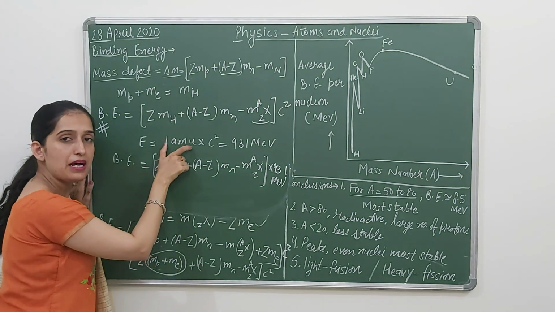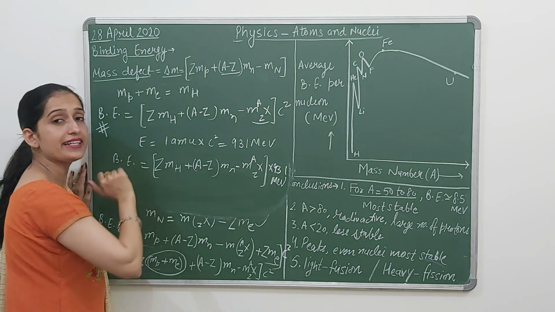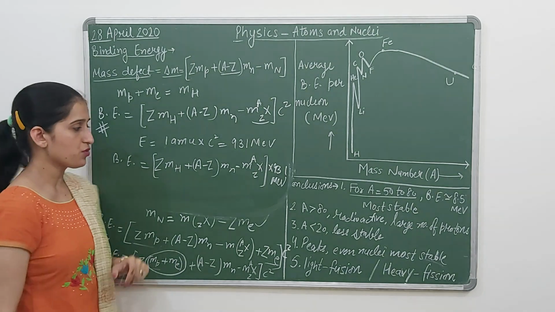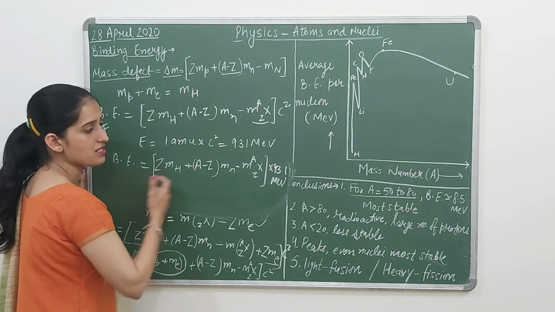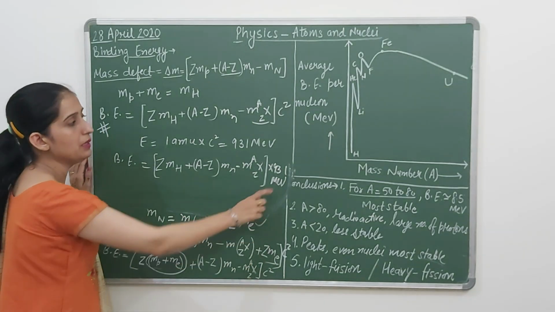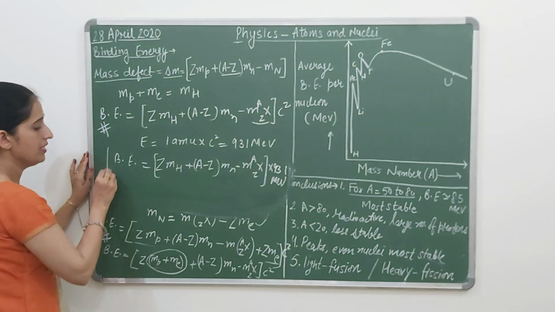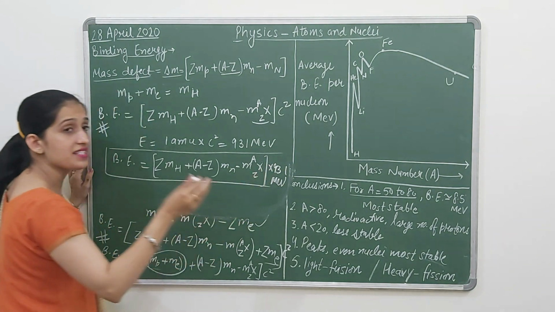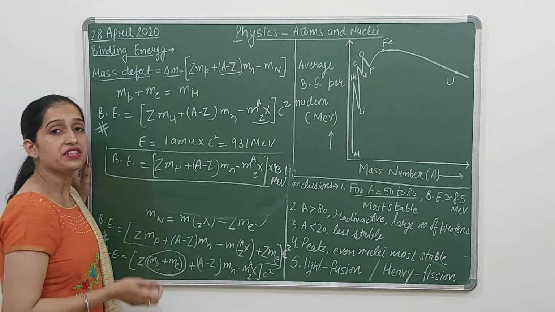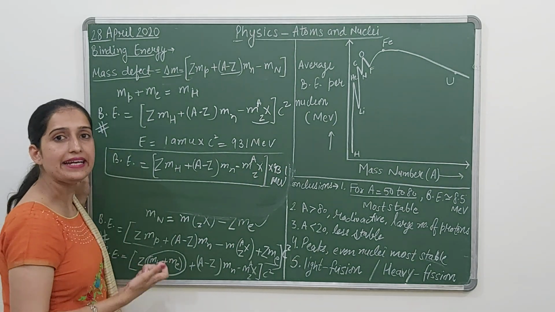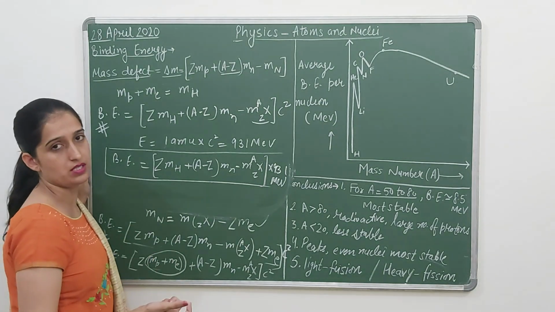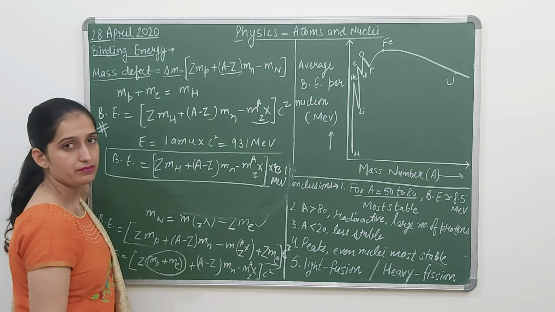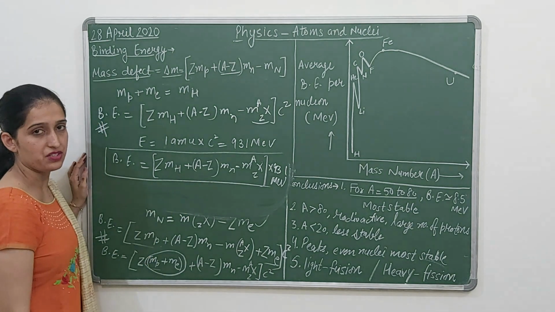Because 1 atomic mass unit into c square is 931 mega electron volt. So this much mass into c square, we can replace with this much mass into 931 mega electron volt. So this is the expression for binding energy, and this is that amount of energy which is used to separate the protons and neutrons from the nucleus from each other. So this is the binding energy.